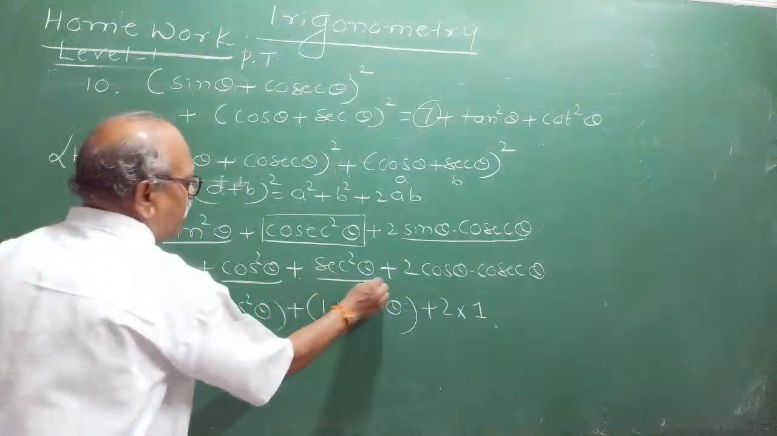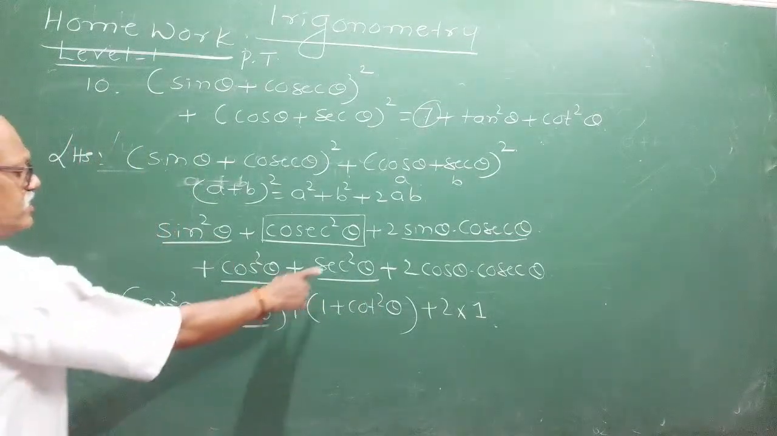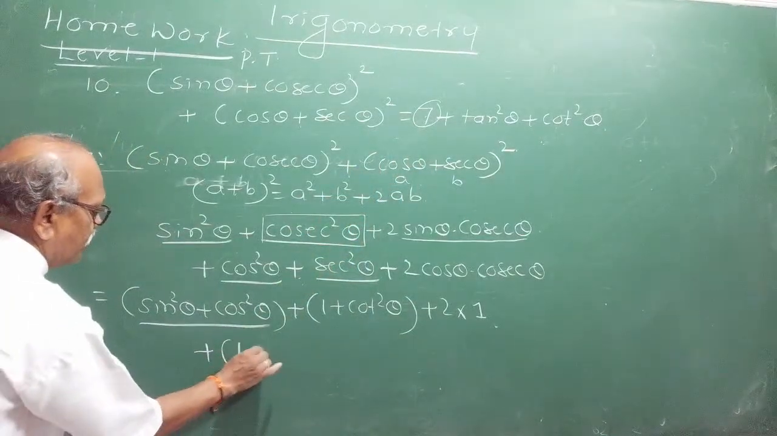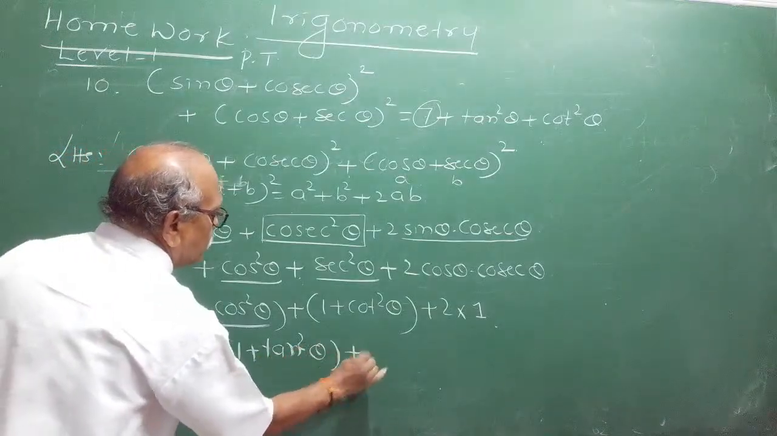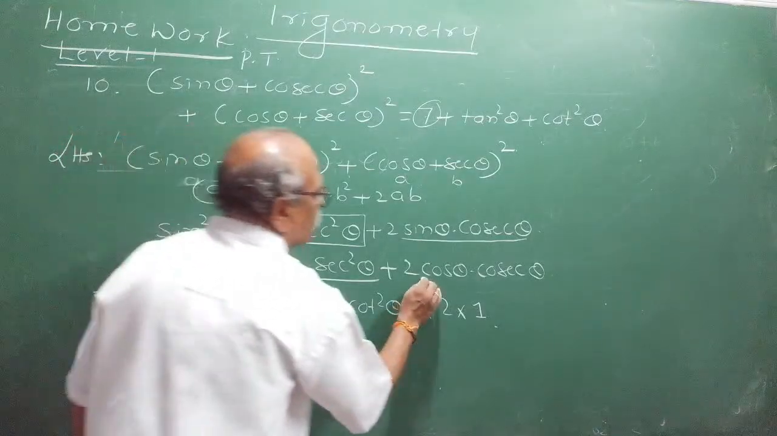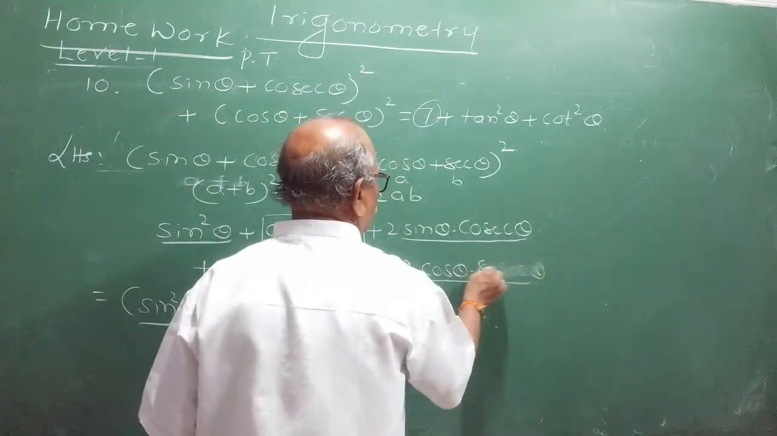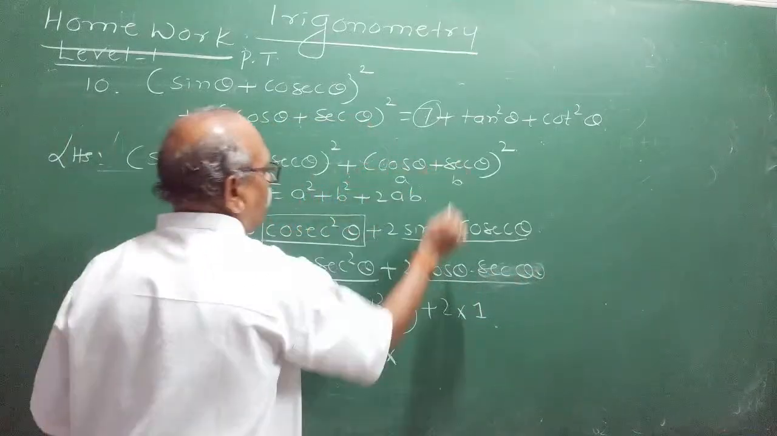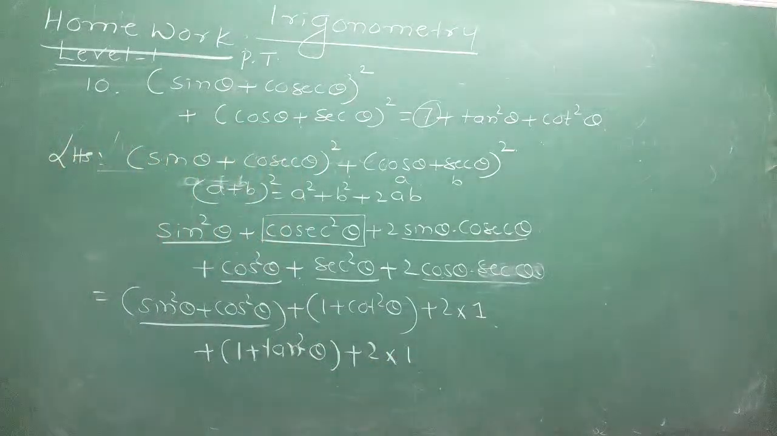Then I will take cos square theta, already grouped into one bracket. Sec square theta, can you write it in terms of tan? Sec square theta is a direct identity, you can write it as 1 plus tan square theta, plus 2 into cos theta. Sorry, I wrote it as cosec theta, it should be sec theta. Observe, cos theta and sec theta are reciprocals. Their product will be 2 with the factor.